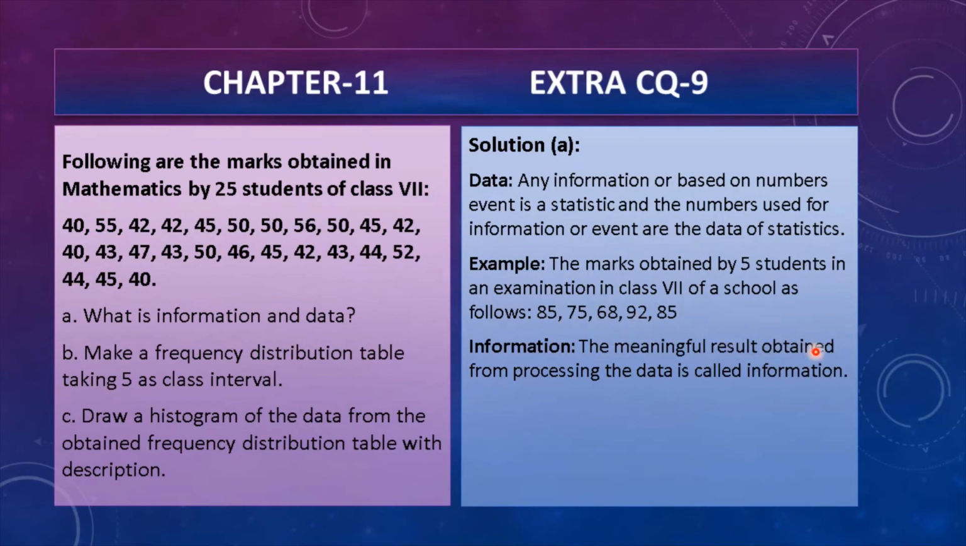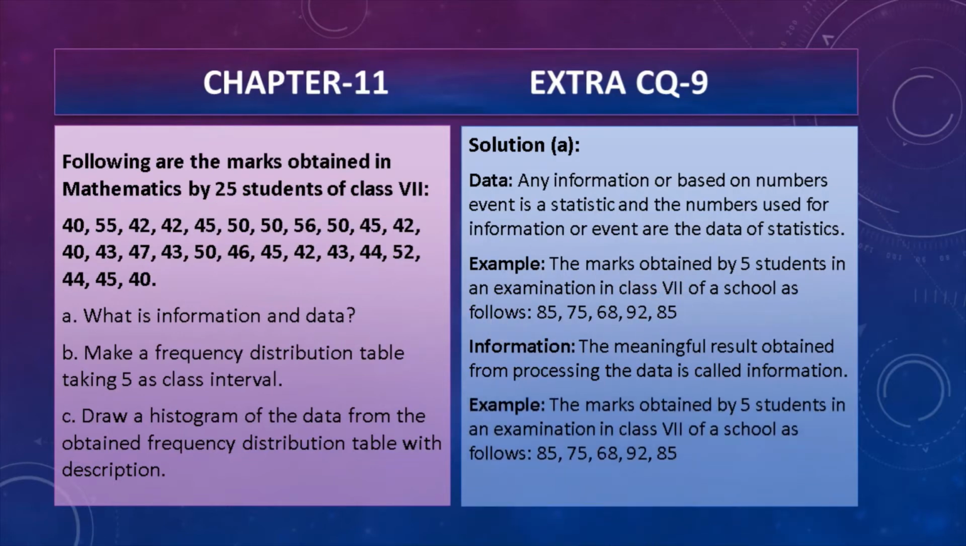Let us see the information. The meaningful result obtained from processing the data is called information. That means this data we will process now. How? Let us see an example. The marks obtained by 5 students in an examination in class 7 of a school are as follows: 85, 75, 68, 92, 85. And if we total them, that would be 405. So this is the information, my dear, obtained by using this data.